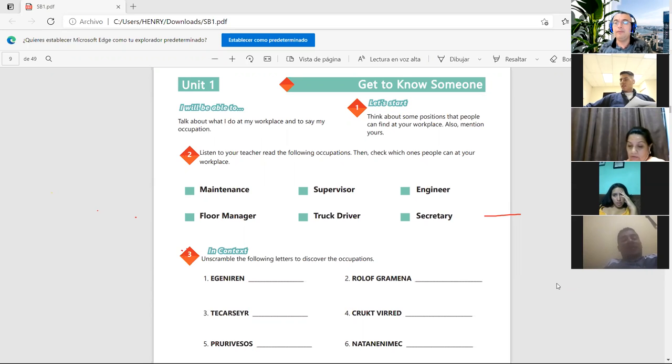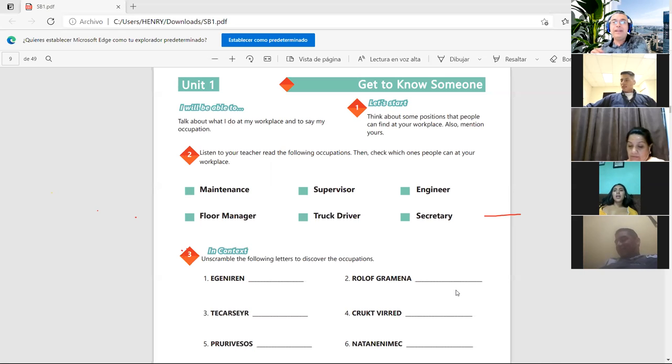I am collector. All right. So I am a collector, collector, right? Collector de, collector of? Money. All right. That's right. All right, very good. I am a collector of money.